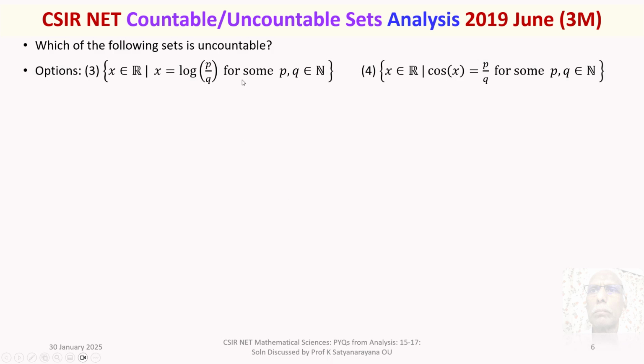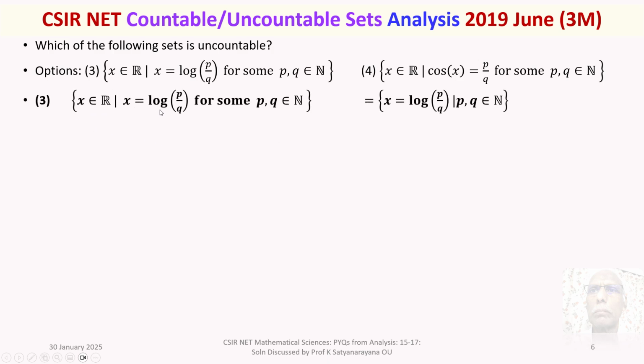We have here options 3 and option 4. Let us first of all take option 3. x belongs to R such that x is equal to log of p by q for some p, q belongs to N. That means it is a set of all x is equal to log of p by q, p, q belongs to N. That means it is the set of all log r, where r is p by q, where p by q is a positive rational number. Therefore, r belongs to Q plus.